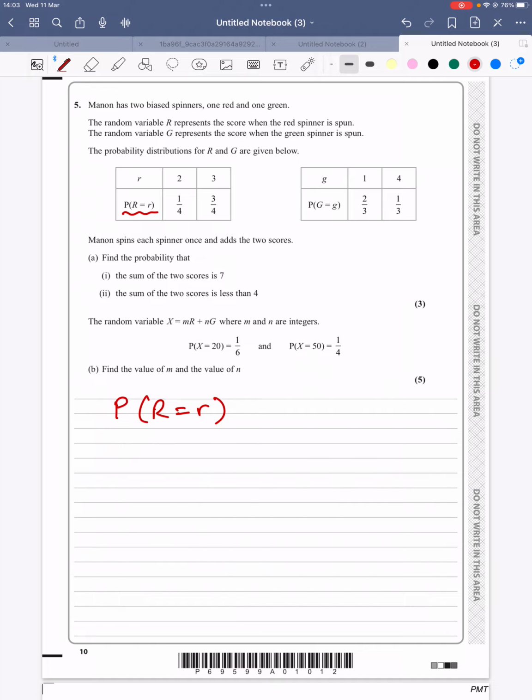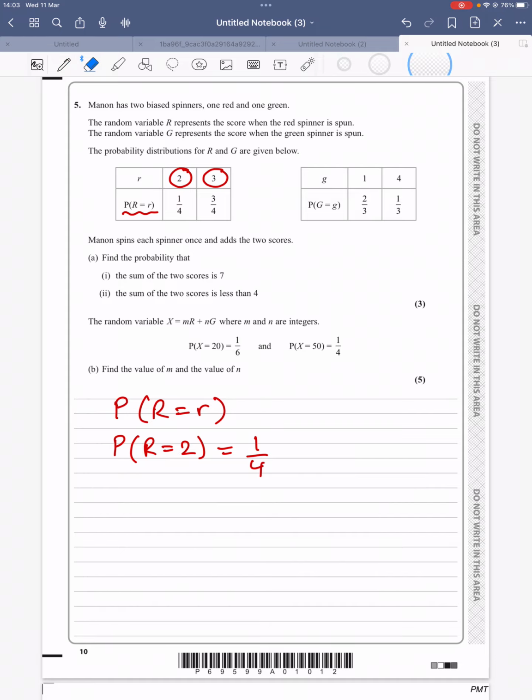So now I want you to read this as the probability that the score when the red spinner is spun equals, now lowercase r. This lowercase r are my achievable values. So I could get a 2 or I could get a 3 in this case. So I want you to read this as the probability the score when the red spinner is spun equals 2, for instance. Let's write that one out. The probability that capital R equals 2 equals 1 over 4. All that's saying is the probability the score when the red spinner is spun equals 2 equals a quarter. Okay? So that's pretty simple.